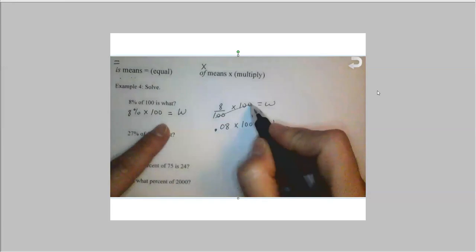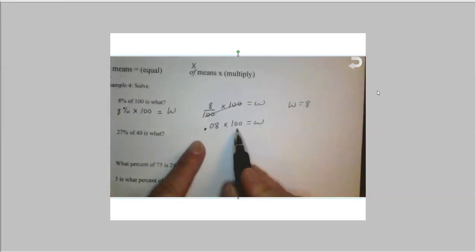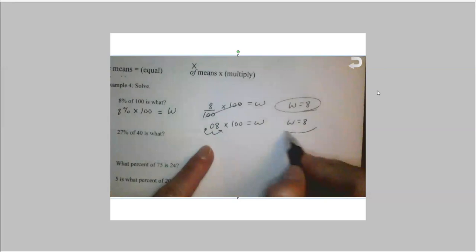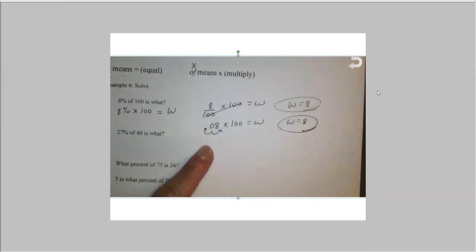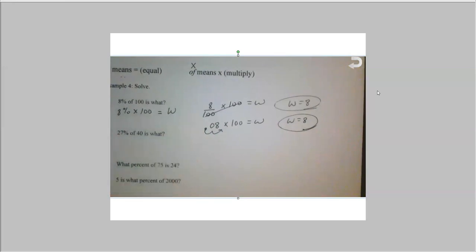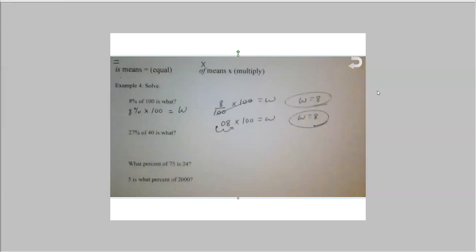In this case, those are simply going to cancel, and W equals 8. Or here, shift that decimal over 2 spaces, and W equals 8. So 2 different ways to work that same problem, but we get the same answer. It just depends on whether you like working with fractions or decimals. We're going to be doing a lot of work with percentages in upcoming chapters, so you really need to get a good grasp on this before we leave this week.